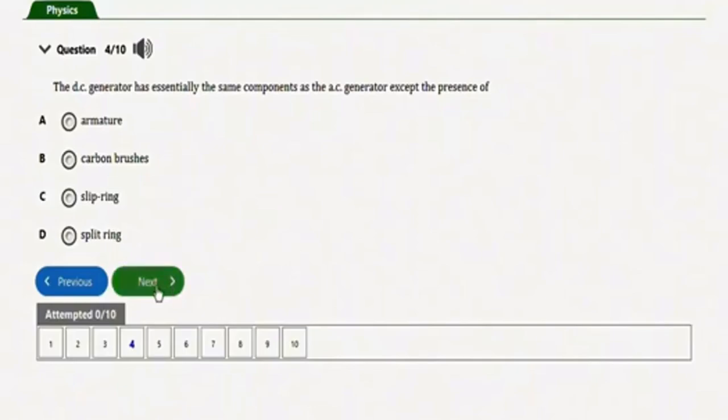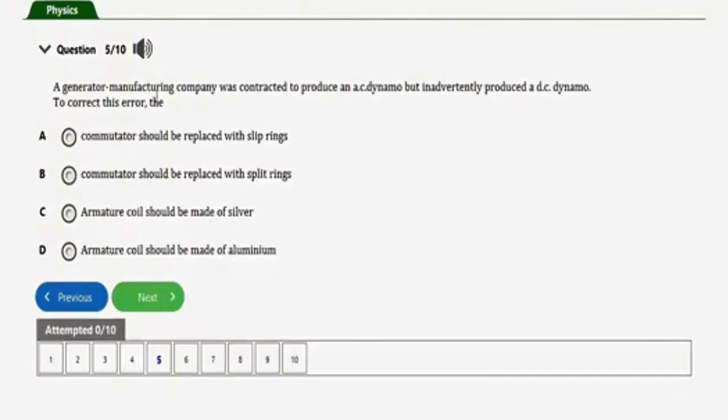Okay, the next question is this one. It says a generator manufacturing company was contracted to produce an AC dynamo but inadvertently produced a DC dynamo. To correct this error, the commutator should be replaced with a slip ring, commutator should be replaced with split rings, armature coil should be made of silver, armature coil should be made of aluminium. So the right option in this question is option A, which is commutator should be replaced with slip rings.